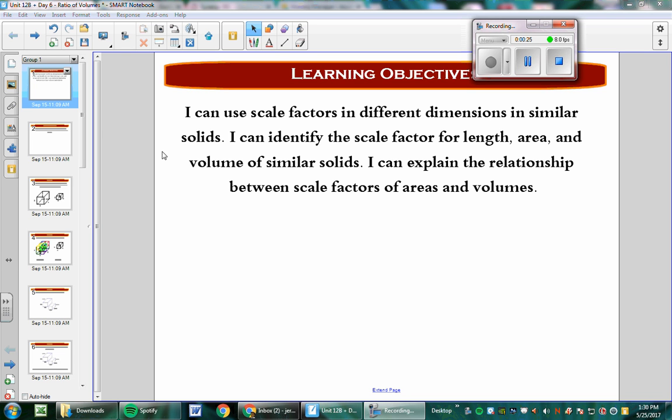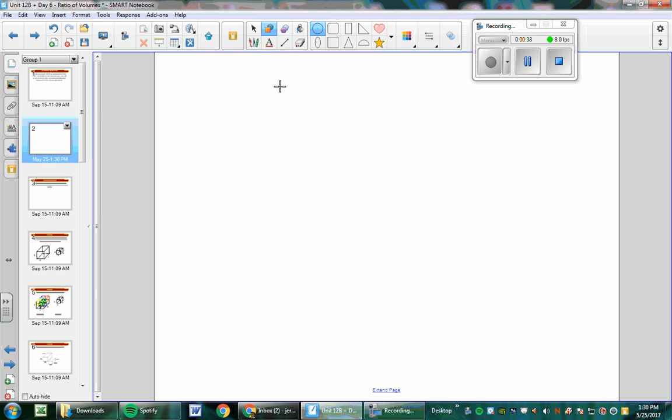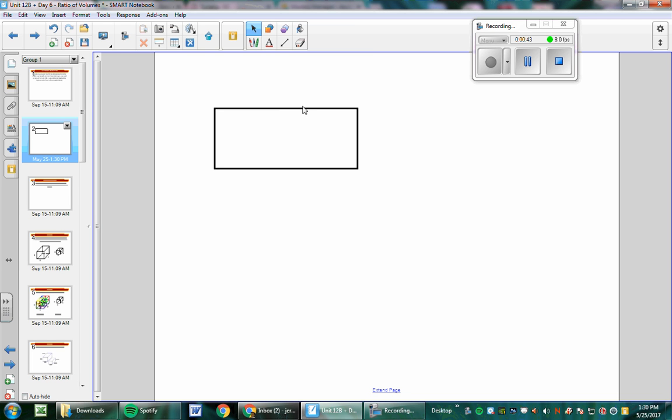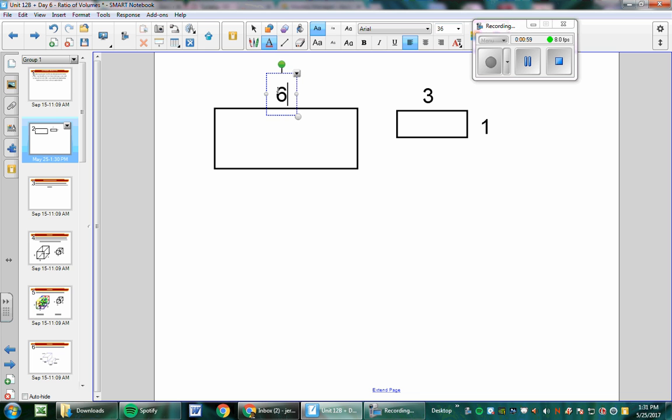Now, before I really get into the lesson, this is just an extension from a previous lesson. A couple chapters ago, in the area chapter, we learned something about scale factor of similar areas. So if I have something like this, and if it's similar, let's make it half the size. Say if this is 3 and 1, and I double the size, so this is 6 and 2.